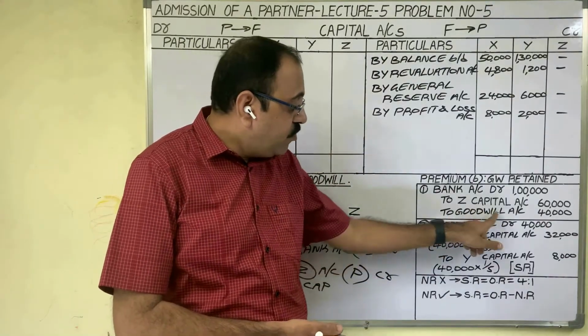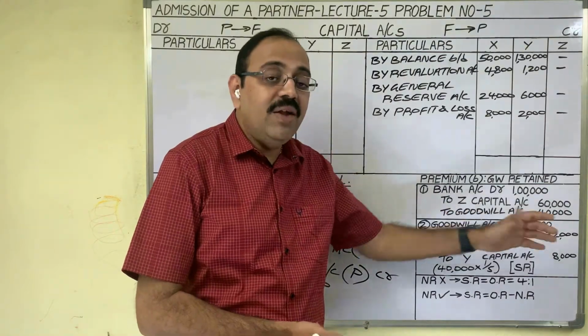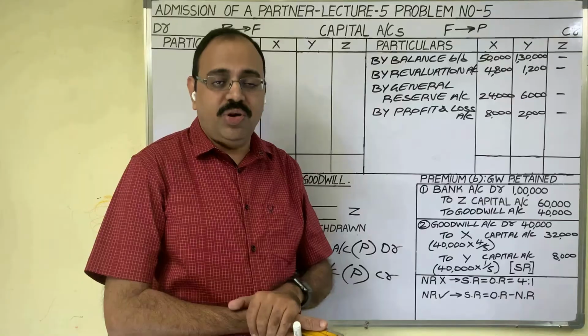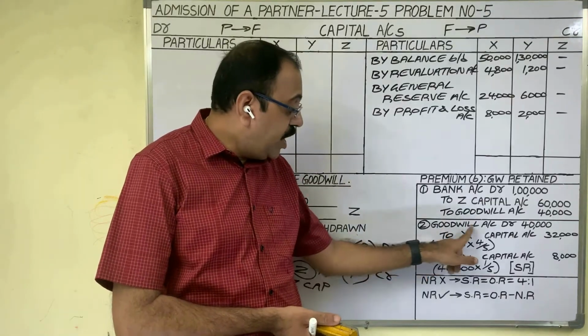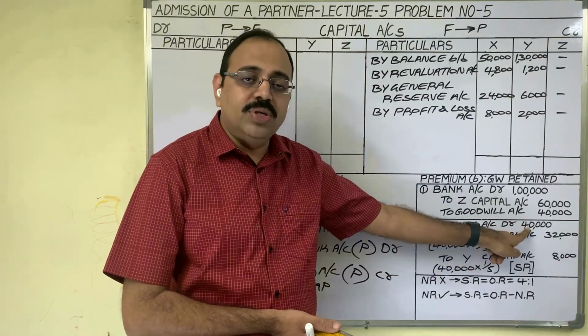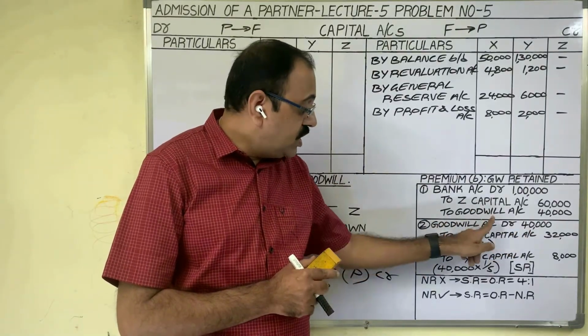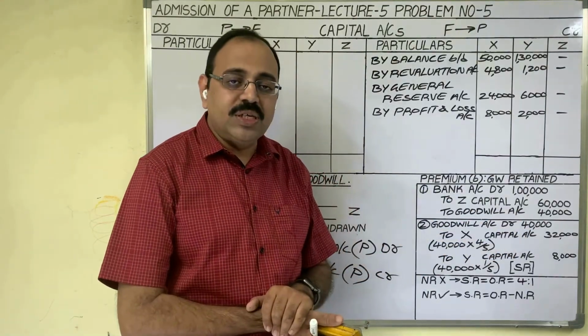We credited goodwill with 40,000 and we created the goodwill account. If you want to close this goodwill account, we should debit it with the same amount. So to close it, the goodwill account is debited with 40,000 rupees.